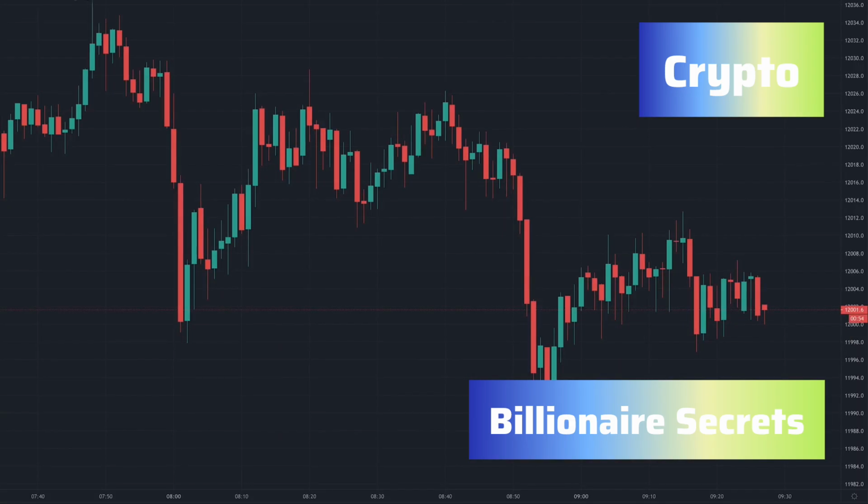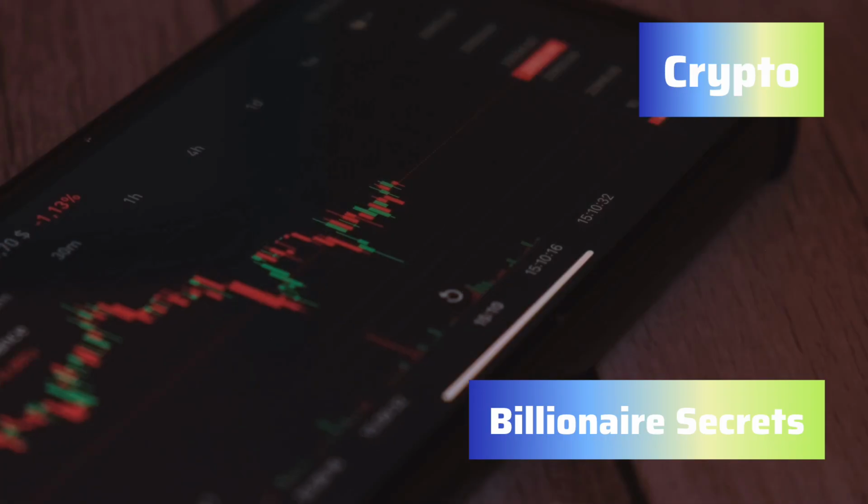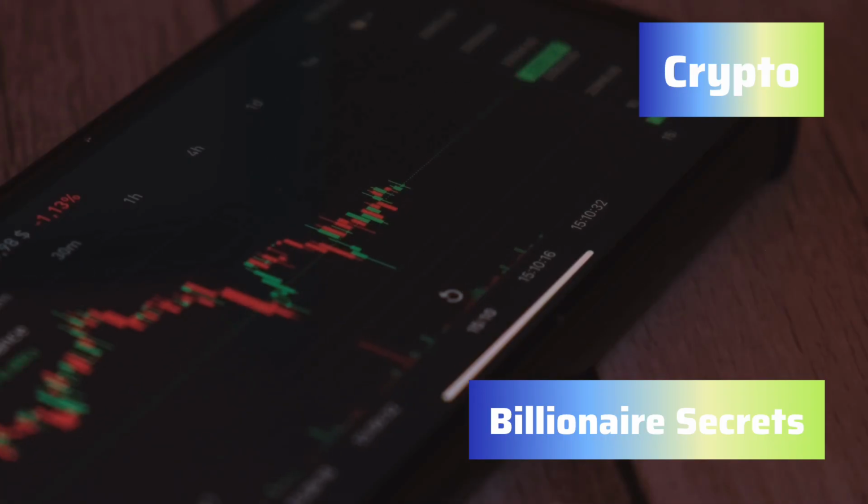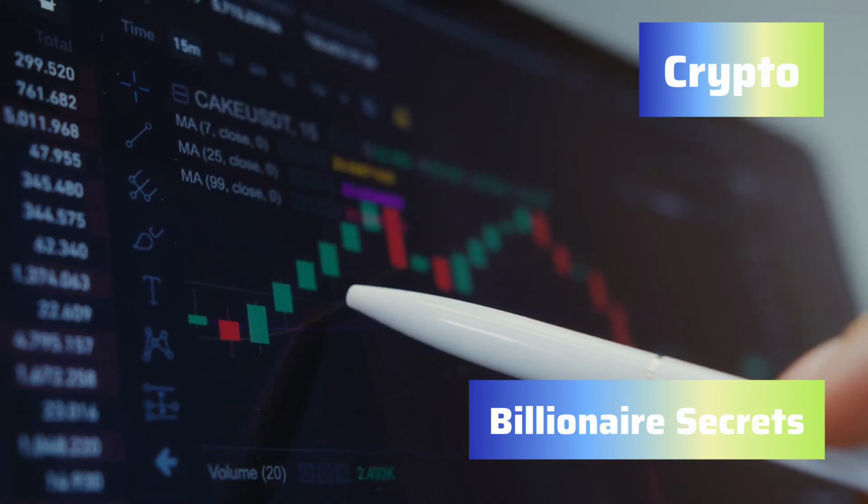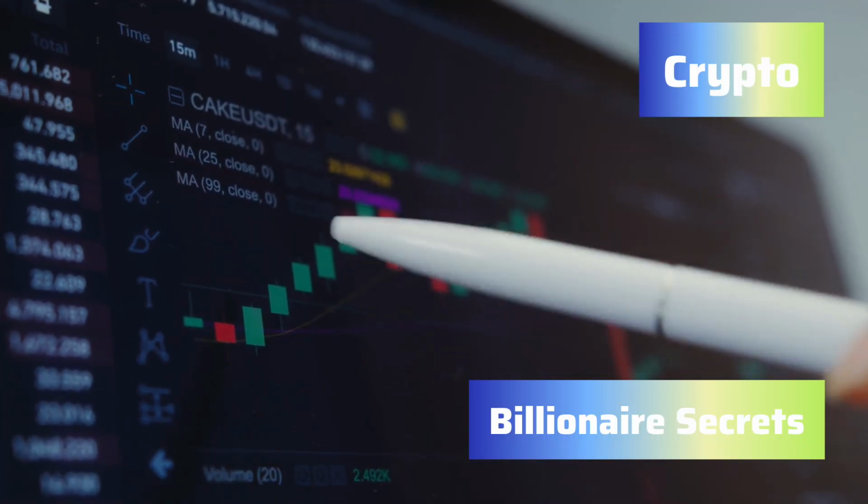The main thick part is called the body, and it shows you the range between the open and close. The thin lines sticking out the top and bottom, called wicks or shadows, show you the highs and lows. So, how do you read them? It's all about the color.